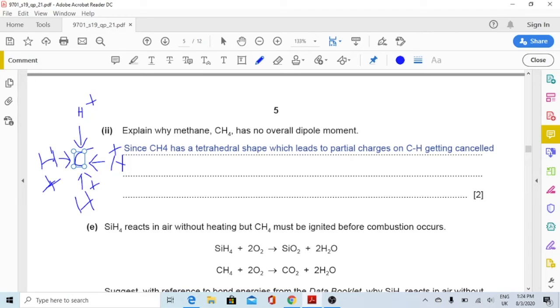This C and H over here, they share the same electronegativity difference as this one, so this and this get cancelled because they are right in front of each other. This C and H over here share the same electronegativity difference as this one, so this one and this one also get cancelled. This is how there will be no overall dipole moment existing on the structure of methane.